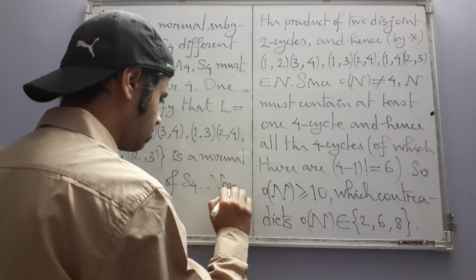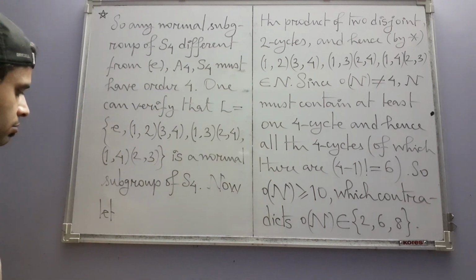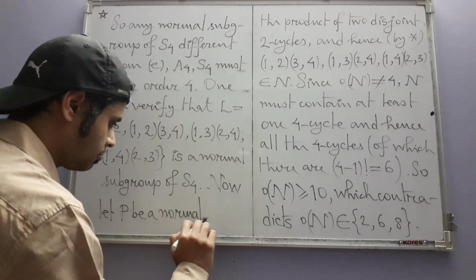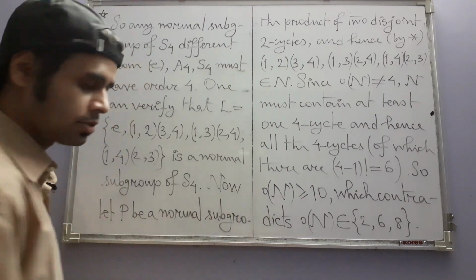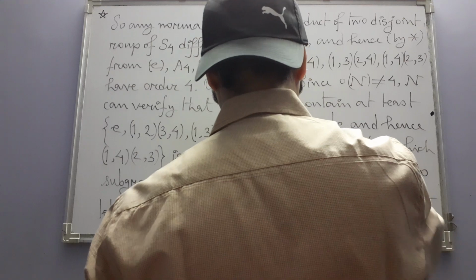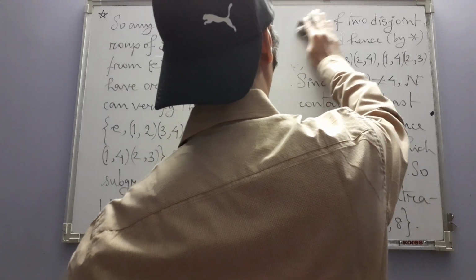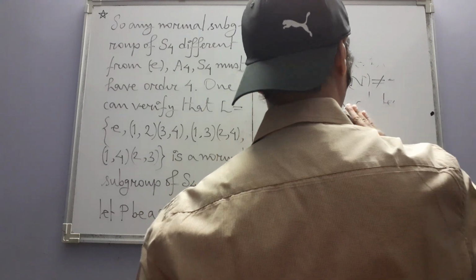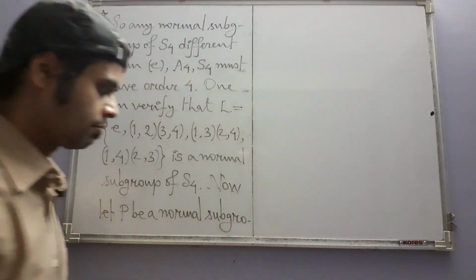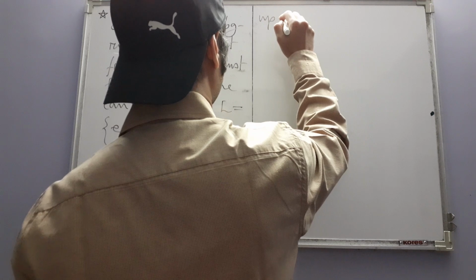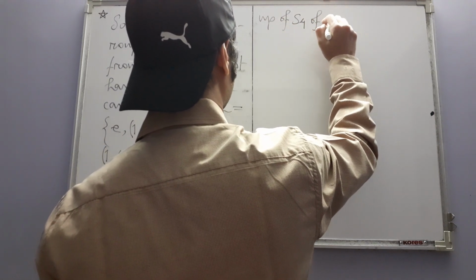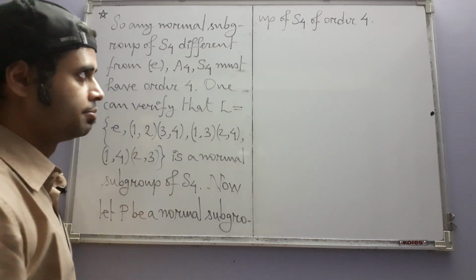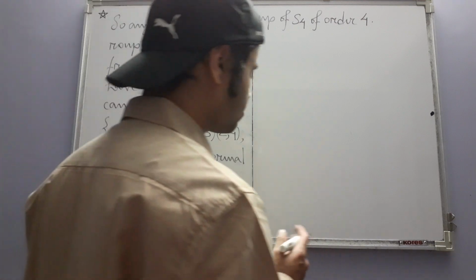Now, let P be a normal subgroup of S4 of order 4. We want to show that P is equal to L. So let us consider PL, like what we did with K1 and K2.